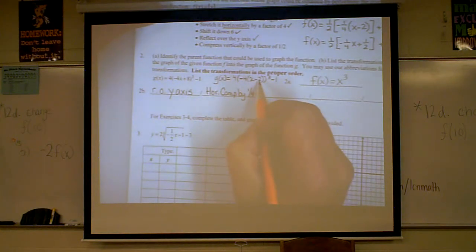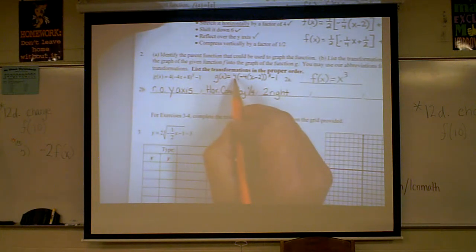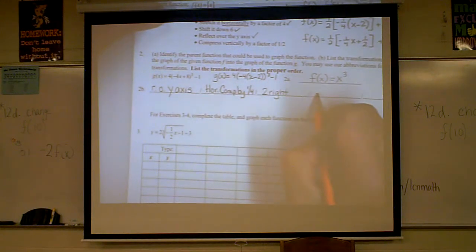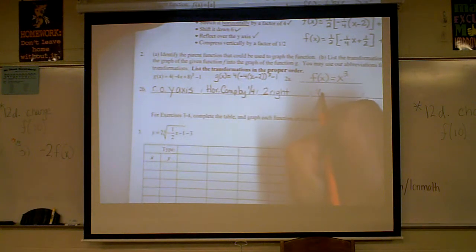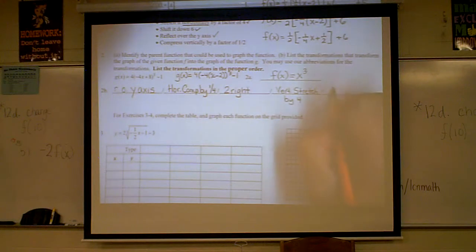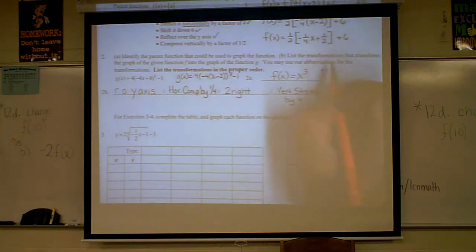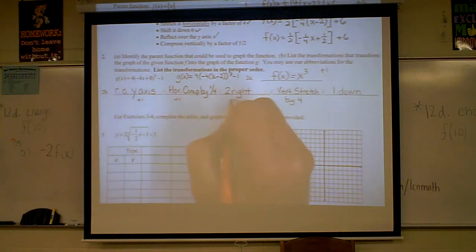Then this is your b. You're going to go 2 units to the right, and it's actually horizontally 2 units to the right. Then you come out here, this is your c value. That number, since it's greater than 1, is a vertical stretch by a factor of 4. And the last thing you're going to do, d, is 1 unit down, vertically. This was worth 6 points: 1 for the parent function, and 1 for each of these correct transformations.